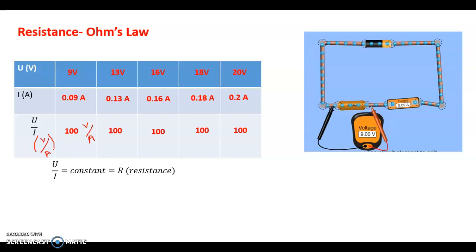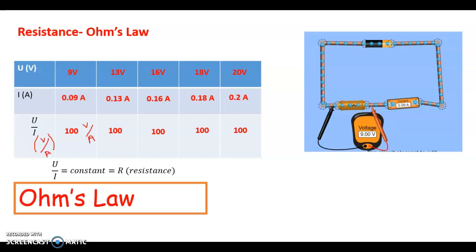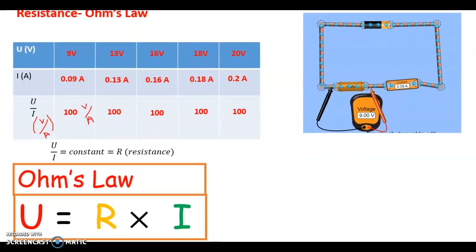Then Ohm decided to consider this constant value to be the resistance R, and he stated Ohm's law as U equal RI, because U over I equal R. So if we do cross multiplication, R means R over 1. You can write it as such, R over 1. So U equal RI. Then this is Ohm's law.